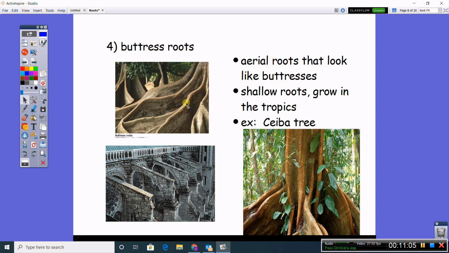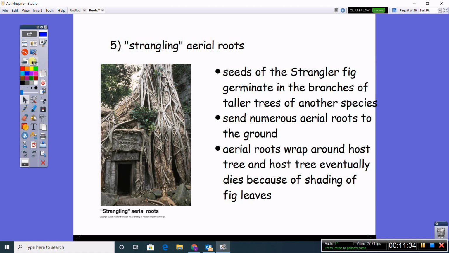So these are aerial roots that look like buttresses. Buttresses are an architectural feature like you see here. Again, it's for support. But these are thin projections, okay? You might see some kind of root of a tree starting above the soil. A lot of trees have that. These are a very specific type, and they typically only grow in tropical locales.